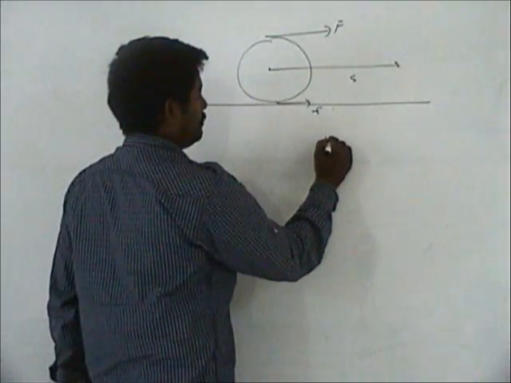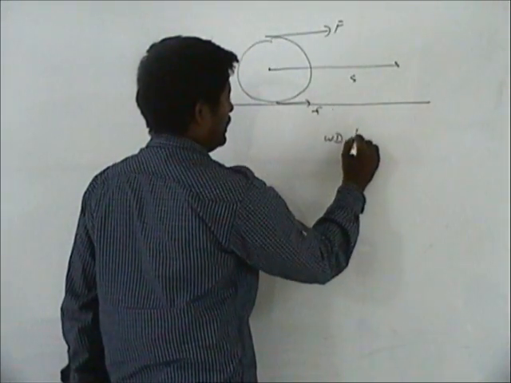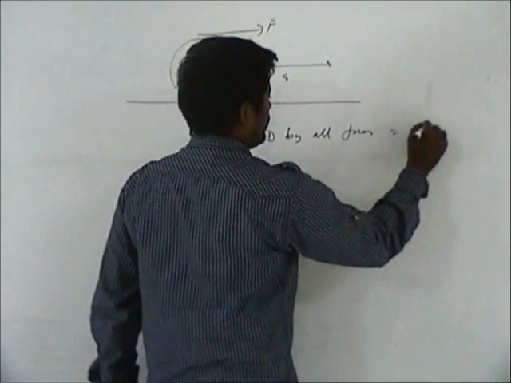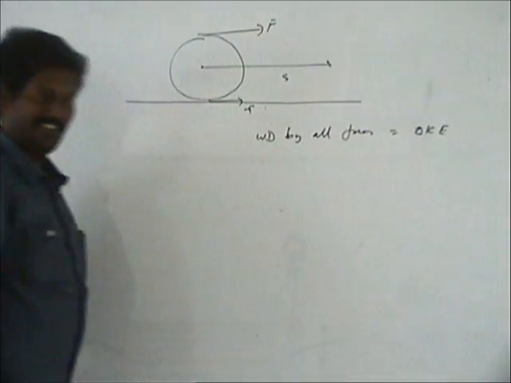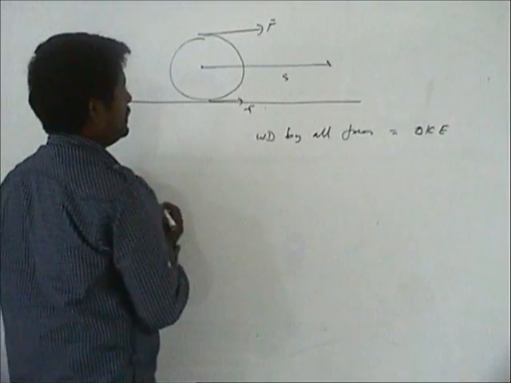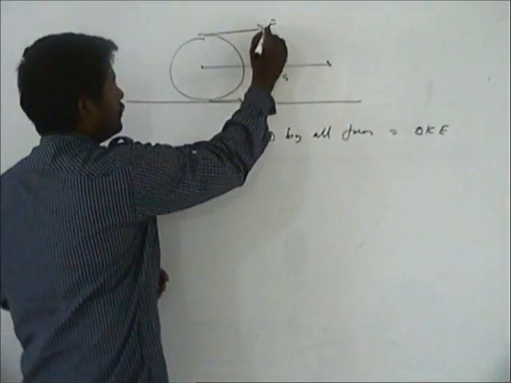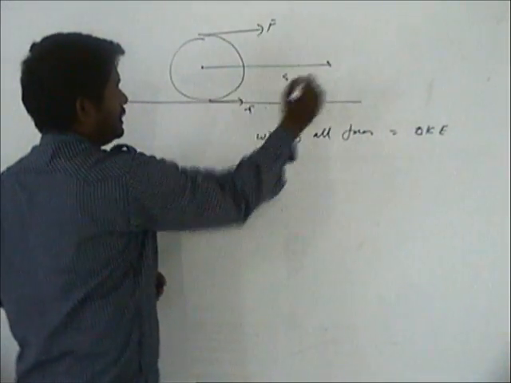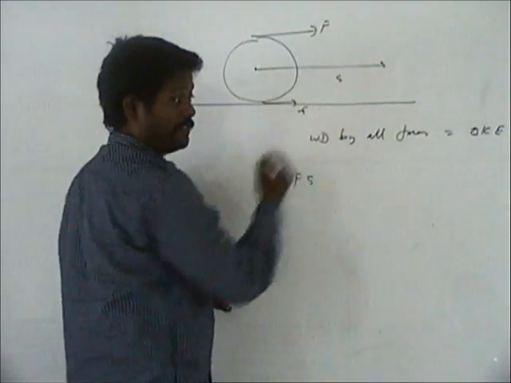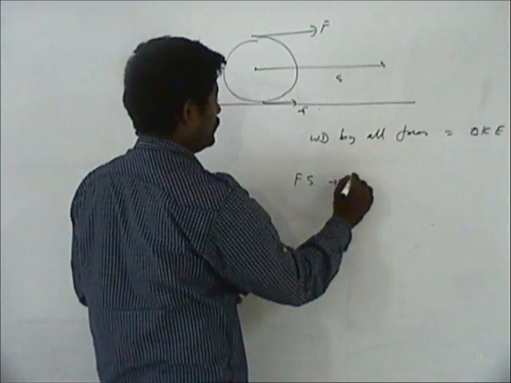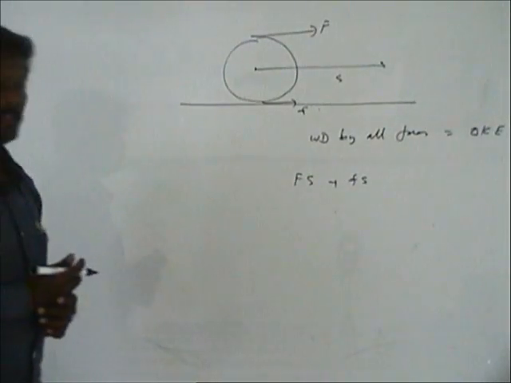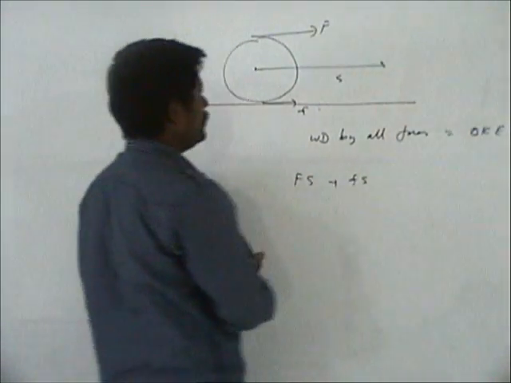So work done by all the forces equal to delta KE, change in kinetic energy. Now let us see what is the work done. Linear: you have force F here and linear displacement S, so FS. And again the frictional force f is in the same direction, so f into S. Of course it is FS cos theta, theta is 0 in the same direction.